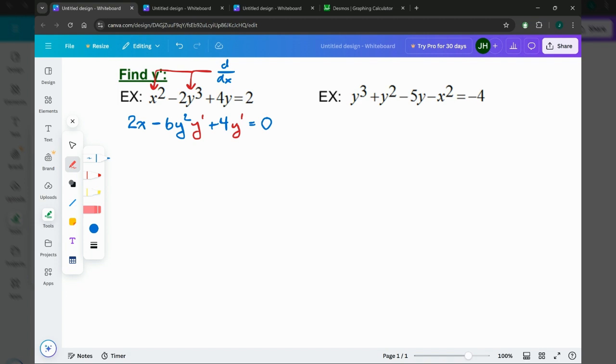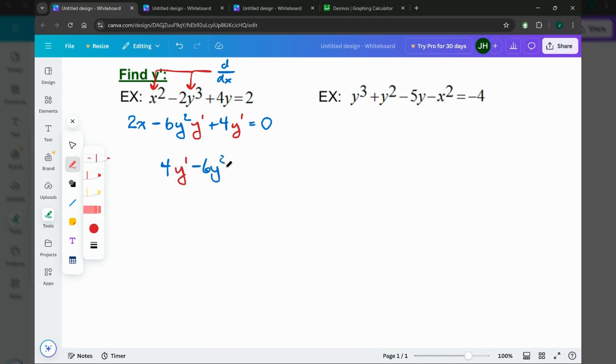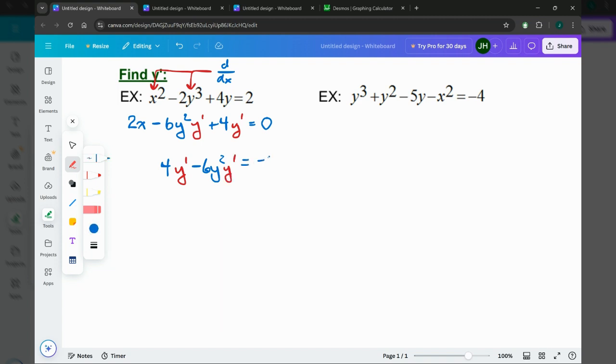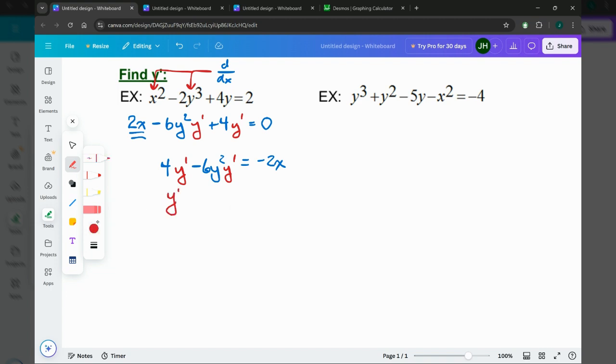Now, how do I solve this for y prime? Obviously, I want the y prime terms on the same side. So I'm going to keep this 4 and this minus 6y squared, both multiplied by y prime, on the left-hand side. But I'm going to subtract that 2x to the other side because this doesn't have a y prime. Now, I'm going to factor out that y prime from those two terms, and I'm going to be left with 4 minus 6y squared.